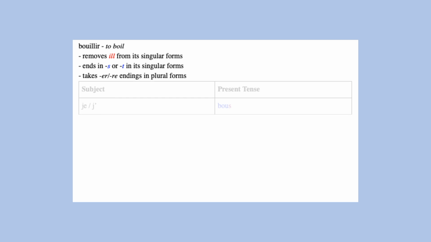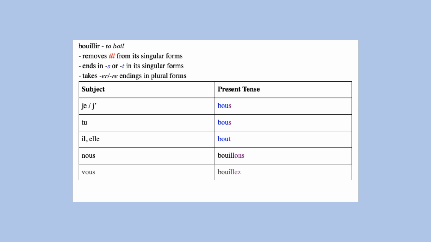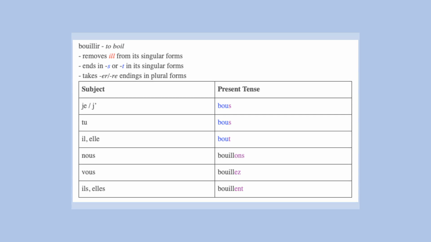Bouillir removes the ILL in its singular form and ends in S or T in the singular forms. It then takes the ER or RE endings in the plural forms. Bous, bous, bout, bouillons, bouillez, bouillent.